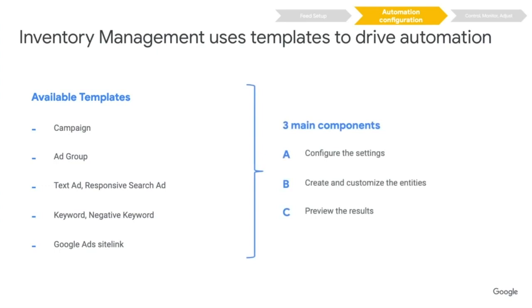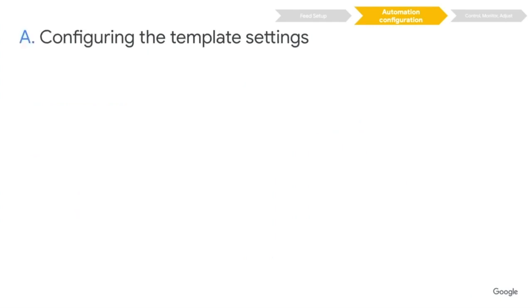So each of these templates has a 3-phase approach to getting set up. You configure the settings for the templates for inventory management. You create and customize the entities that you want to build, so you have your specific settings for each one of these, for example, campaign settings. And then you look at the results that you're going to produce, so that way you can get a feeling of what's going to happen, so you can move forward with high confidence of what the automation system is going to be doing for you.